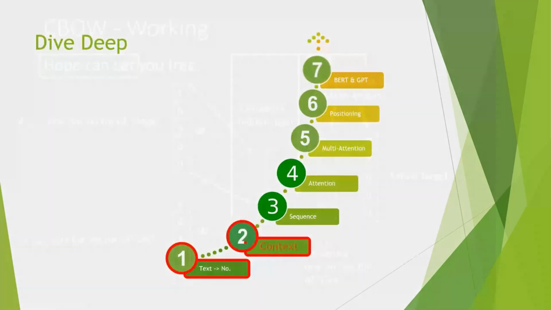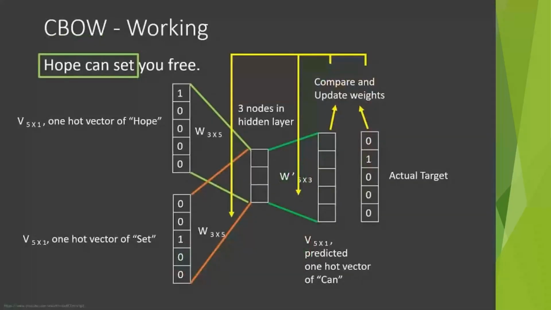Now we want to capture context, and this is where Word2Vec came into play. If we have a sentence that says, hope can set you free, all we need to do now is put the word hope here and give it the one-hot encoding, the 1 and zeros, as we mentioned. And then we have set and zeros and 1 zeros. So you can see we have taken hope, then we take can and put can at the end, and take set and put it here.